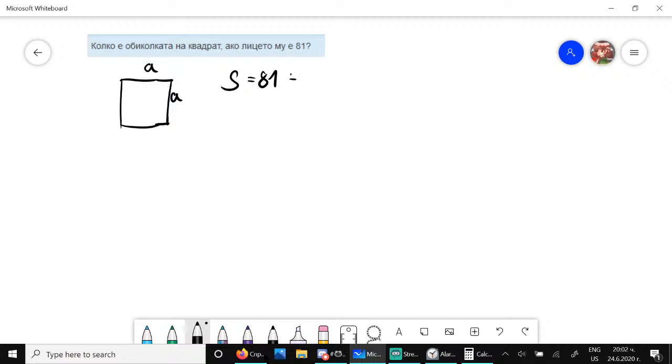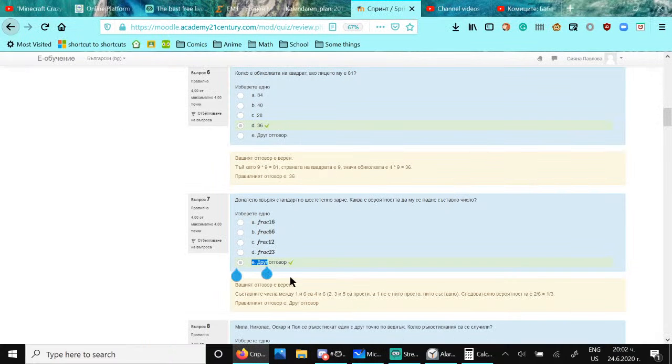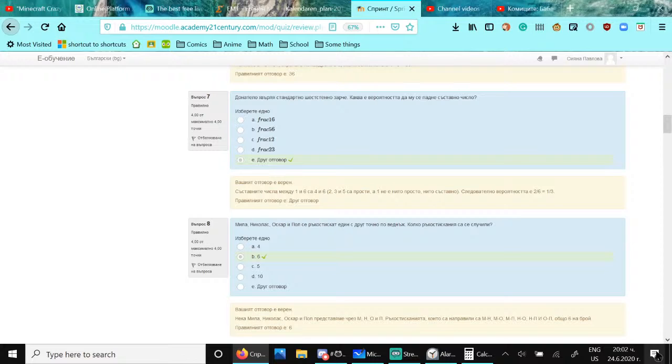So because the area is equal to A squared, we can say A is equal to the square root of 81, which is equal to 9. And now that we know the side, we can get the perimeter, which is equal to 4 multiplied by A, which is equal to 36. And that's the correct answer, as you can see here. The next one.